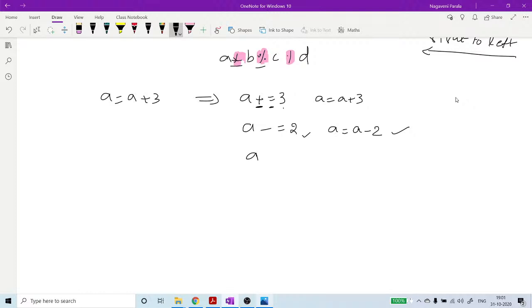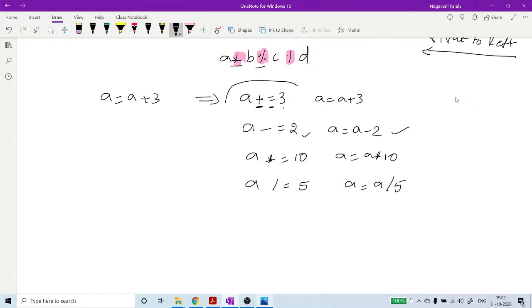ఓకేనా? సపోజ్ a star equal to 10. a star equal to 10 means its meaning is a equal to a star 10. Okay, then suppose a division equal to 5. Its meaning is a equal to a divided by 5.